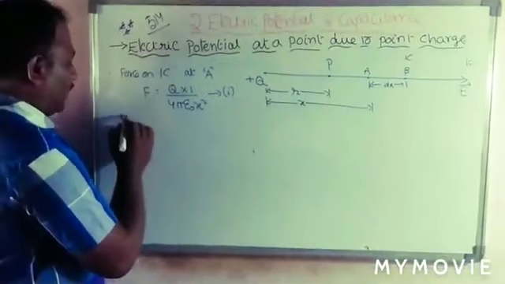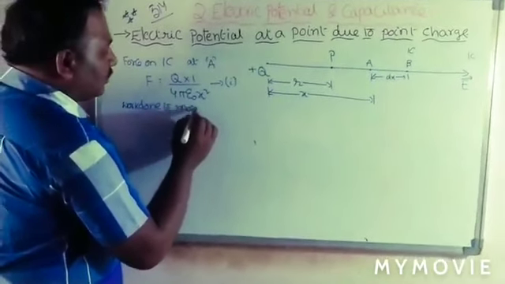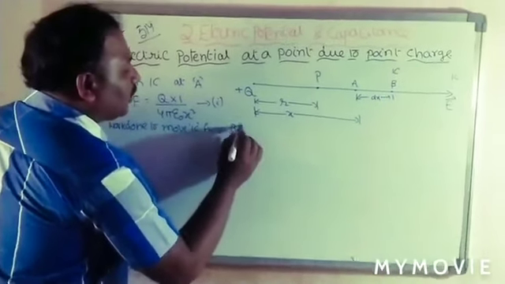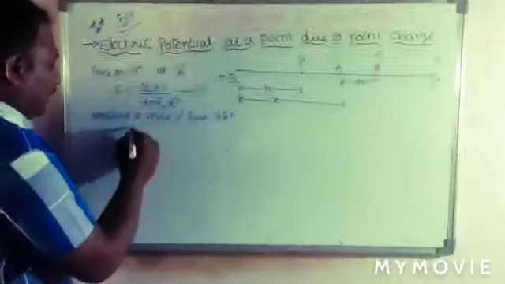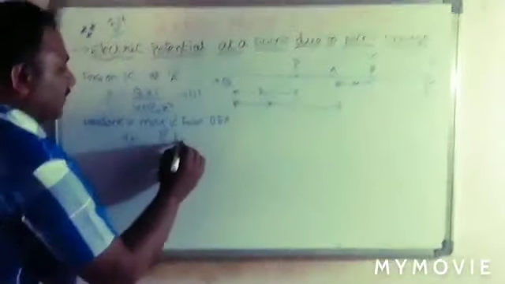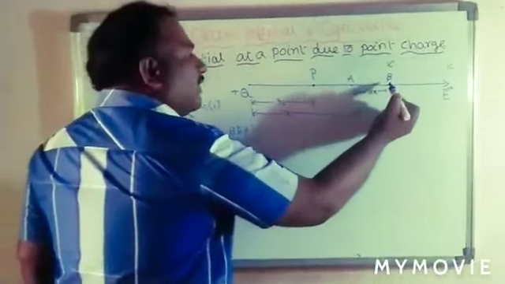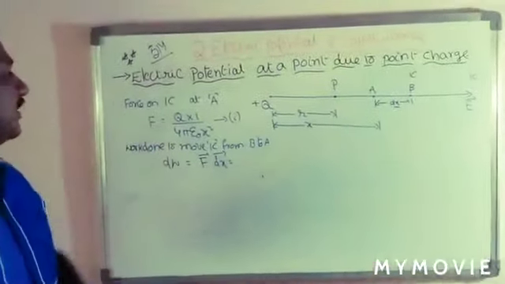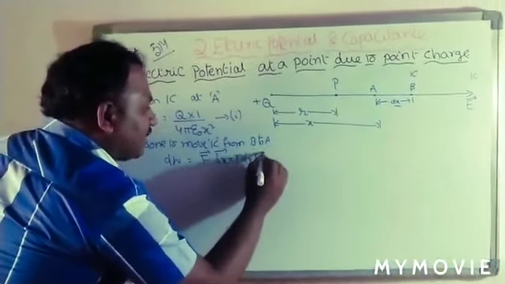Next, work done to move the 1 coulomb charge from B to A is nothing but a small work done dW, which is equal to F bar dot dx bar. Here why do I take dx bar? The distance travelled by the 1 coulomb charge from B to A is dx, and the force is F. From this we are going to write F into dx cos theta.